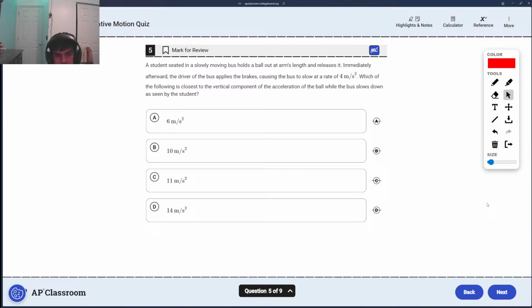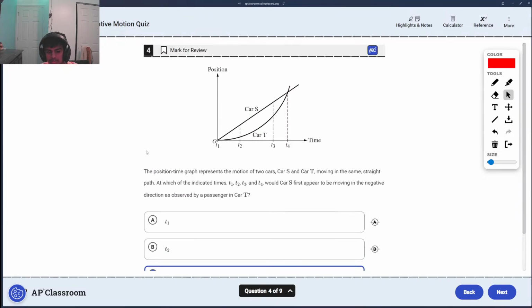A student seated in a slowly moving bus holds a ball out at arm's length and releases it. Wait, I still don't get how it's T3. Okay, this car is moving with constant acceleration. This car has whatever constant velocity. This car has a non-constant one. This is the position graph. The cars start the same. This car's ahead, but this car is moving slower.